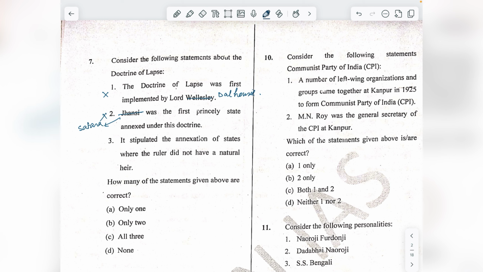Number 3: it stipulated the annexation of states where the ruler did not have any natural heir. This statement is correct. So this question asks about the correct statement. Option A is the correct answer. Only one.